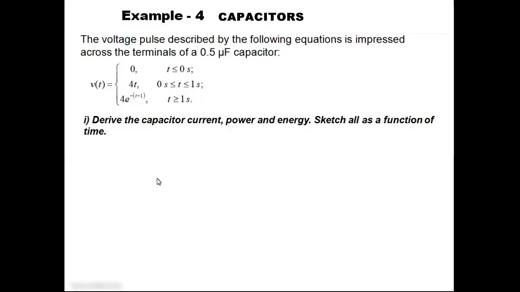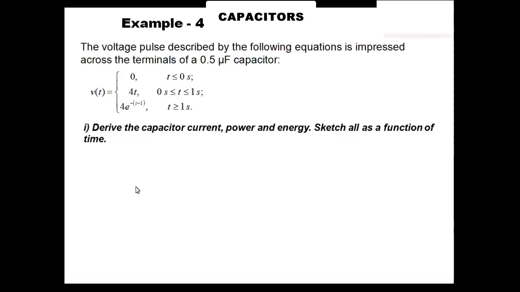The voltage pulse described by the following equations is impressed across the terminals of a 0.5 microfarad capacitor as given below. So you can see we have a voltage v of t, defined in about three pieces across the terminals.